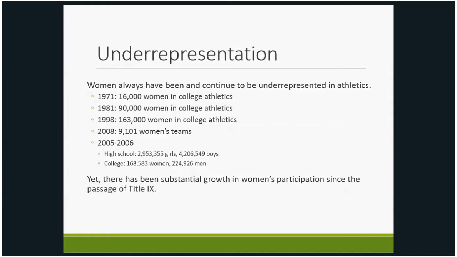The idea of what should come first, opportunity or interest, certainly has been put off to the side. The opportunity created by Title IX and other types of equity laws really led to this idea of participation.